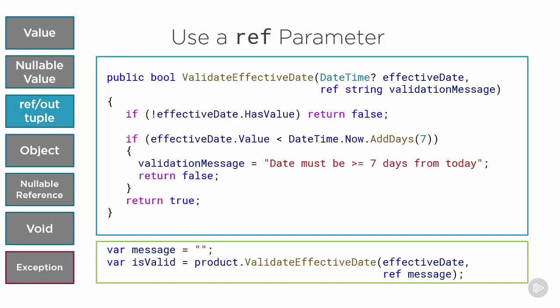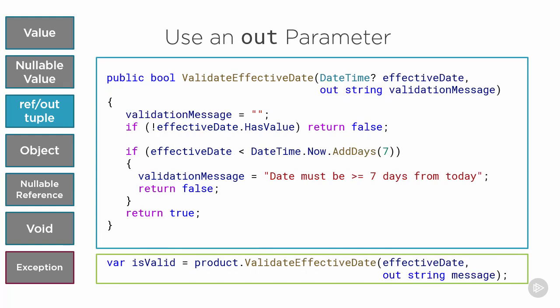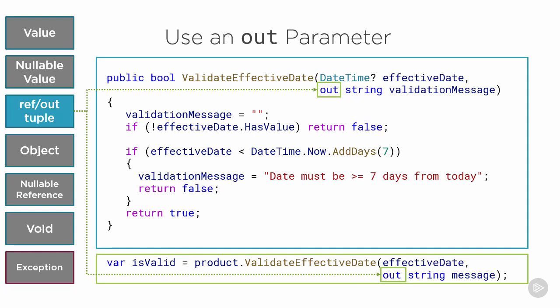Use a ref or out parameter if you need to pass additional information back to the calling code, but can't change the method return type. Use ref if you want to pass in a default value and optionally modify the value in the method. Since the variable is passed by reference, any change to the variable in the method is seen in the calling code. Use out if you don't need to pass in a default value. The method must then set the out parameter.